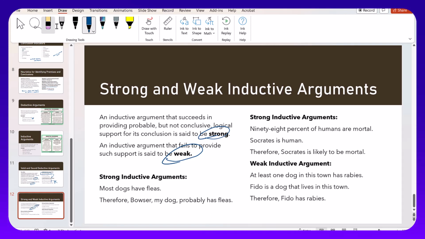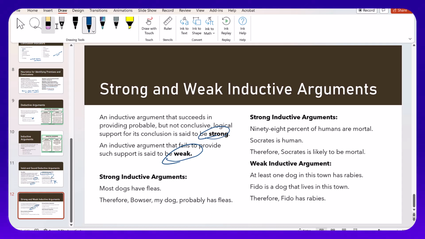It's probable, if most dogs have fleas, that my dog would have fleas, right? Here's another strong one. 98% of humans are mortal. Socrates is human. Therefore, Socrates is likely to be mortal, right? The small percentage of humans that are immortal, apparently. But if you say, okay, 98% of humans are mortal and Socrates is human, it is likely that Socrates is mortal then.